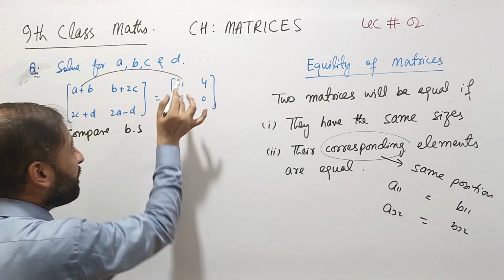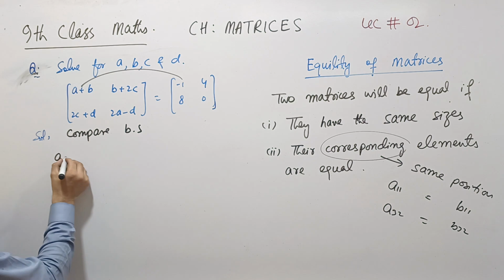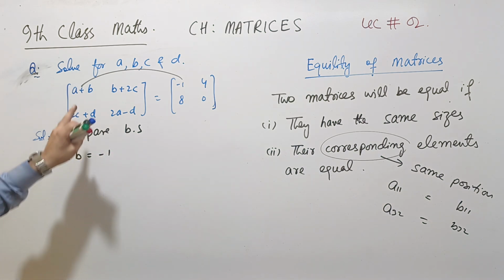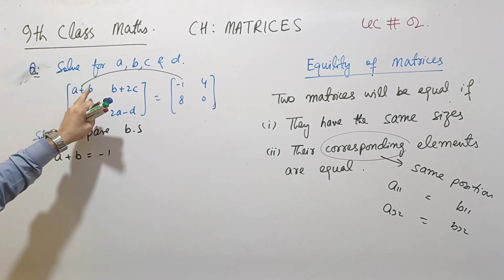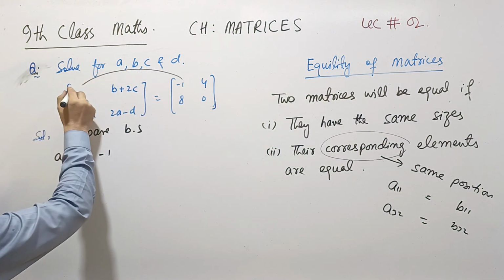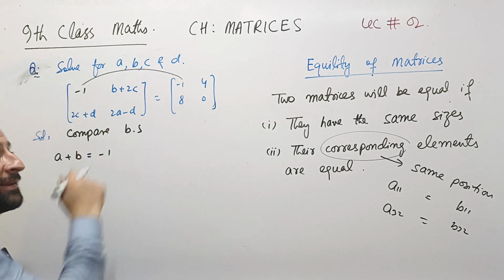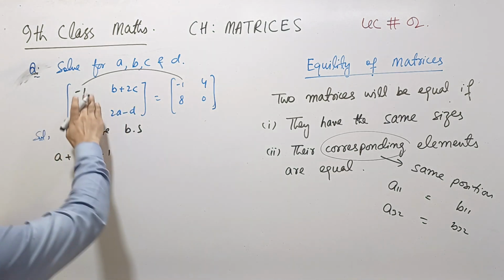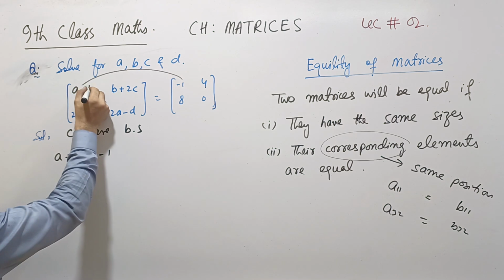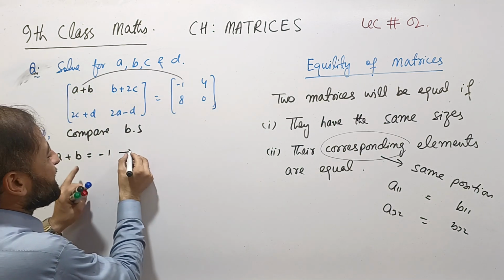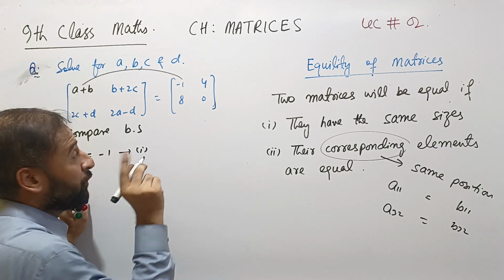So A plus B will be equal to minus 1. They will be equal. Because if A plus B is not equal to minus 1, if we don't have minus 1 over here, then how will the two matrices be equal? He has given you that the two matrices are equal. It means the corresponding elements are equal. So you compare these two, you got this equation. Let's call it equation 1. We will get four equations.